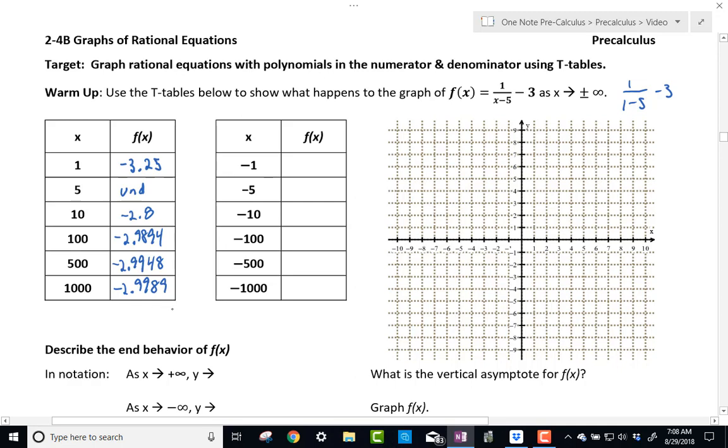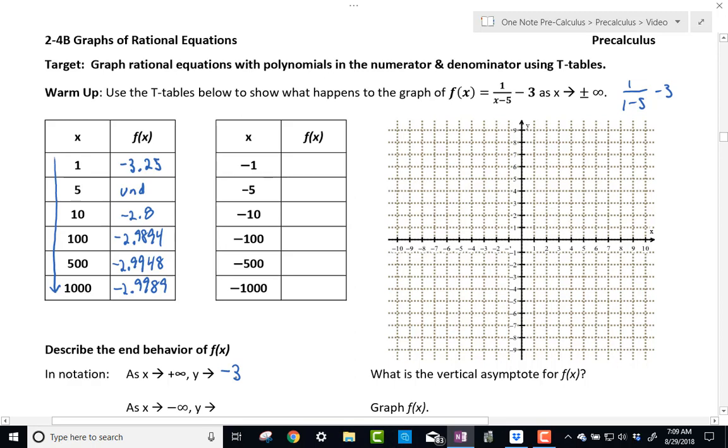All right? So we would say that as x goes to positive infinity, because you can see down the left side of this table, x is getting bigger and bigger, so x is getting closer and closer to positive infinity, y goes to or gets closer to negative 3.